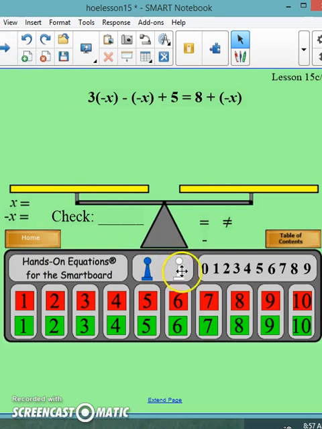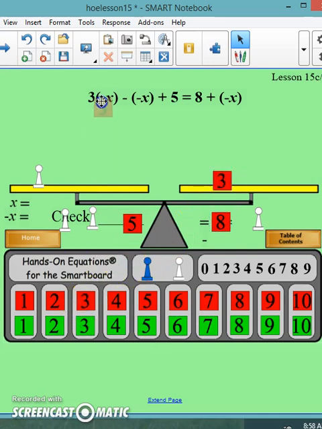Our last sample is 3 stars minus star, so I would just drop it down, positive 5. This side would be a positive 8 and a star. So my legal moves are to move a star from each side. And I can also take a 5 away from each side, and this leaves me with star equals positive 3.